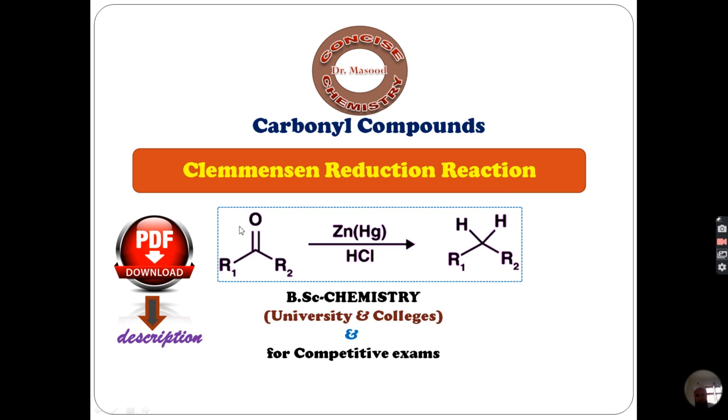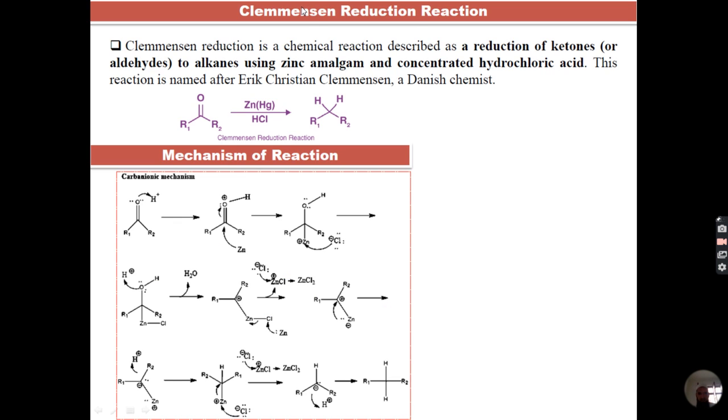This is methylene group. So overall this is a hydrocarbon. So this conversion of carbonyl compound into a hydrocarbon is carried out by zinc amalgam in presence of concentrated sulfuric acid. This is your Clemmensen reduction. So let us move towards the details.